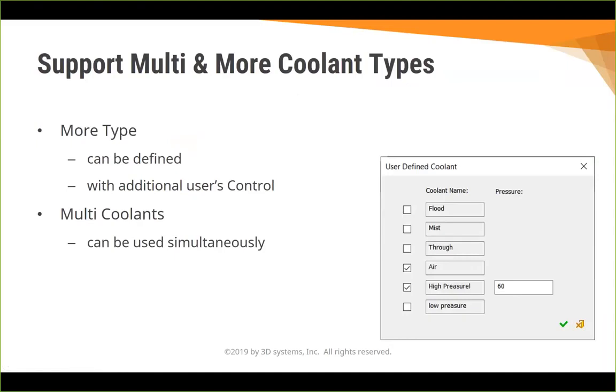Last one for the highlights is the support of multi and more coolant types. So first we have more types. We can see here a dialogue in the preference where the user can specify which more types he would like to use on top of the flood, mist, through and air. In this example, high speed pressure. If this is checked, then also a pressure value can be typed in. Not only that, but also multi options for coolants are available. So in this case, two coolants are available to be output at the same time.